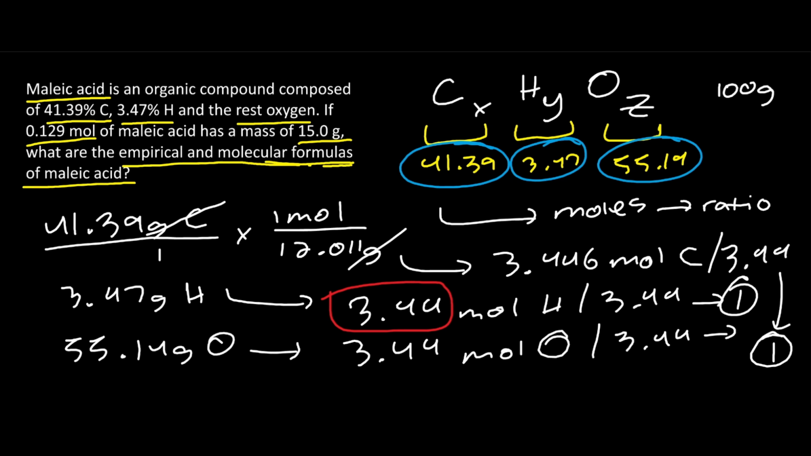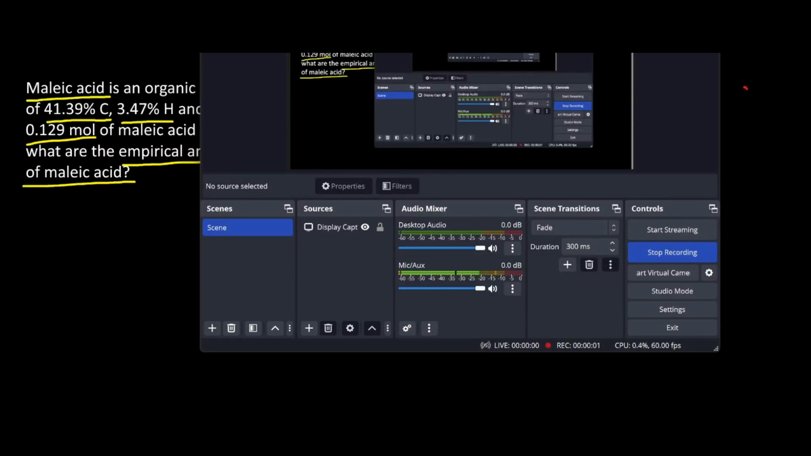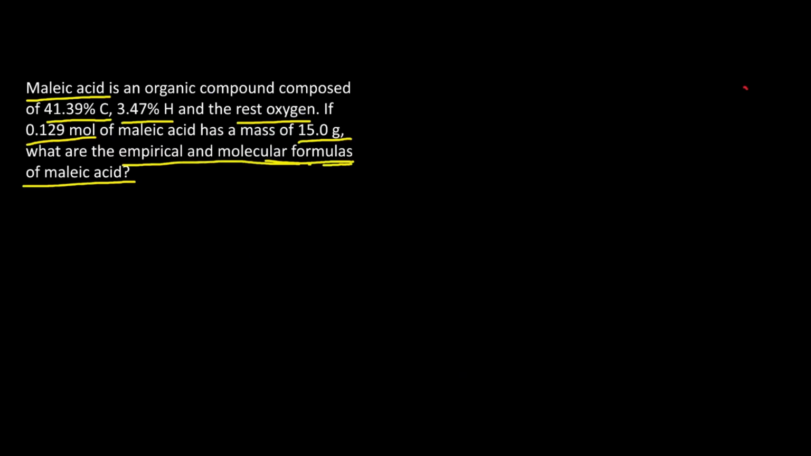So based on this, we can see that the organic compound malic acid has an empirical formula of CHO. So that is our empirical formula. So going into the next part of the problem, we already determined that the empirical formula is CHO. And now it's asking us to determine our molecular formula.